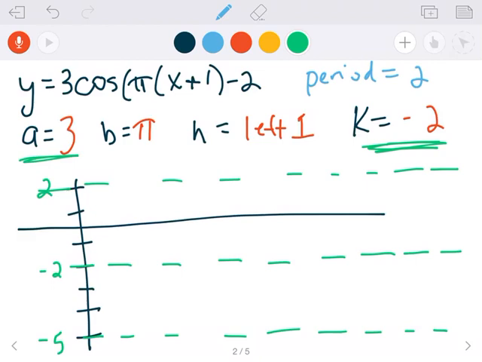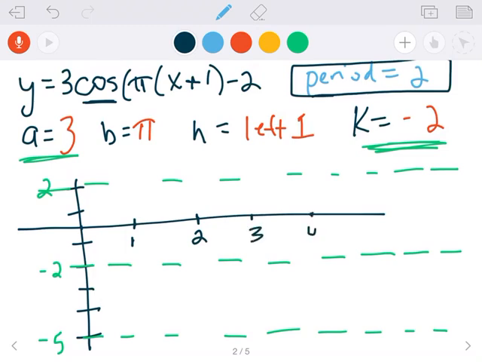The next thing that we want to consider is the length of one cycle. I'm going to graph this using the darkest color. The length of one cycle is the period, which means that a complete cycle of cosine happens in 2 units. If we were to start cosine at 0, then we would end the cycle at 2. So I'm going to mark my x-axis just by 1s.